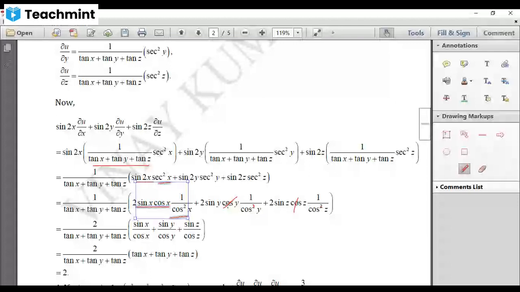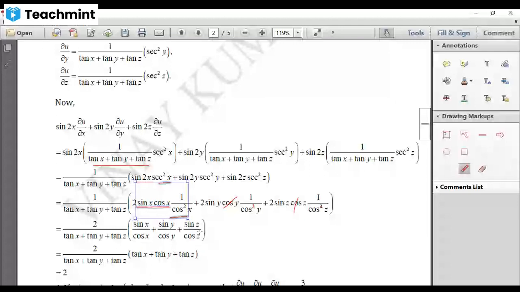Right? Here also 1 cos gets cancelled. So what is remaining? 2 is also common in all of them. So 2 comes out. Now remaining here is sin x divided by cos x, sin y divided by cos y plus sin z divided by cos z.